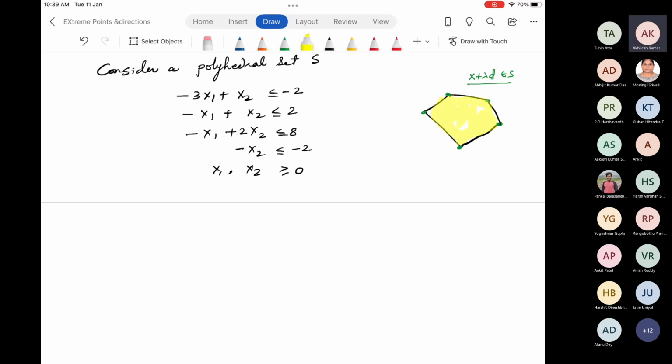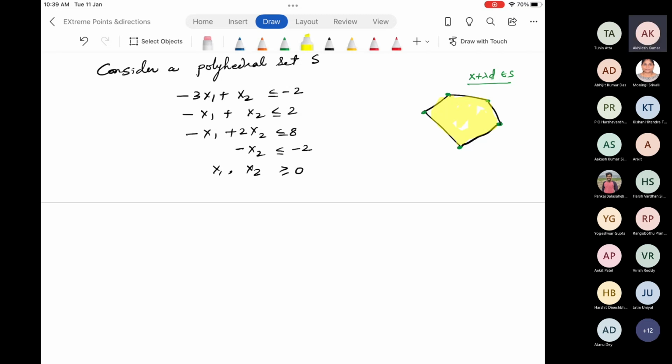So do we have a direction for a bounded set? No, sir. If lambda is greater than what we need, then it will go outside of the set, so it may not be possible to have a direction. So we do not have a direction for a bounded set. We have directions for an unbounded set. Clear? Yes, sir.